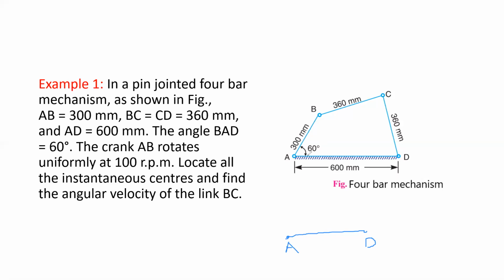Then I know the angle: this angle is 60 degrees. So I will measure 60 degrees from here, and draw this length, which is 300 divided by 10, 30 mm. So I will draw this line here and find the point P.